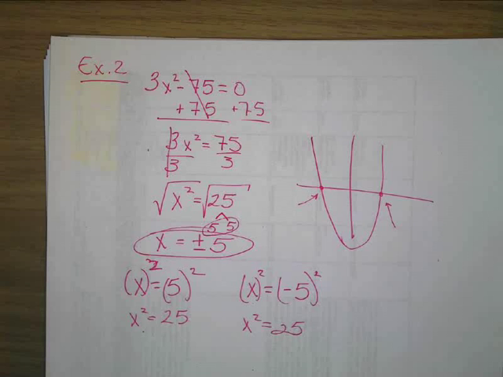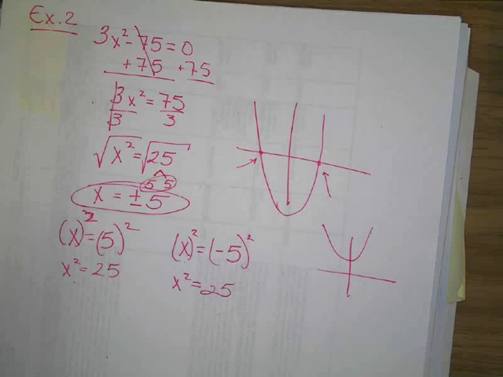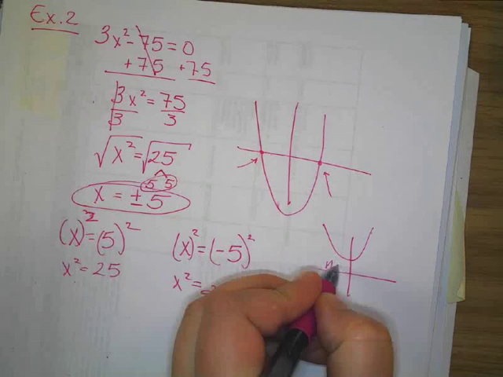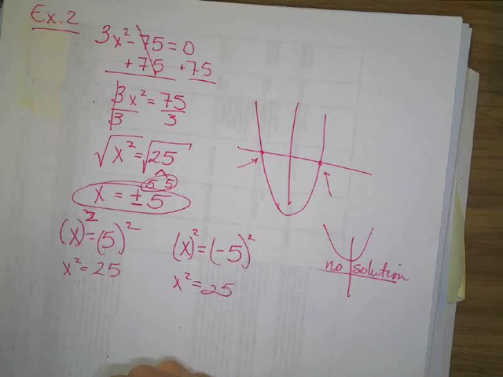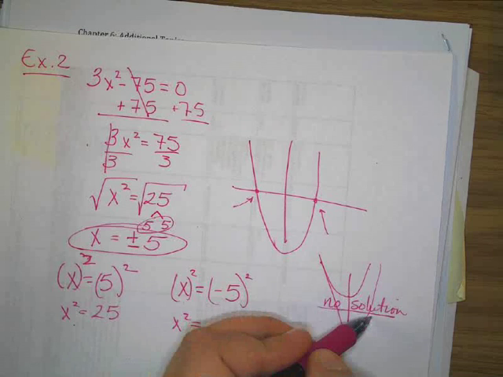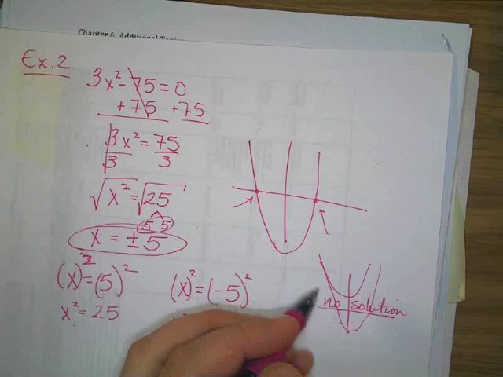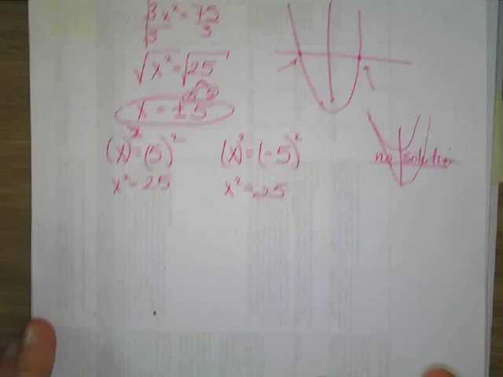What if it doesn't reach the line? What would the answer be? If it looks like this, that's a no solution. And you would write no solution. If it goes like this, it's always going to cross it twice. If it was upside down? Yeah, then it would be no solution. If it doesn't cross the x-axis, no solution. Let's do another one. Example 3.